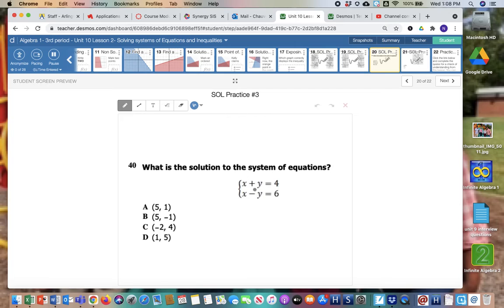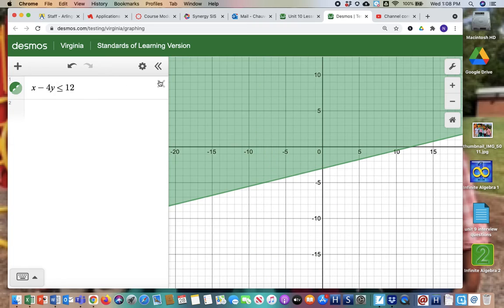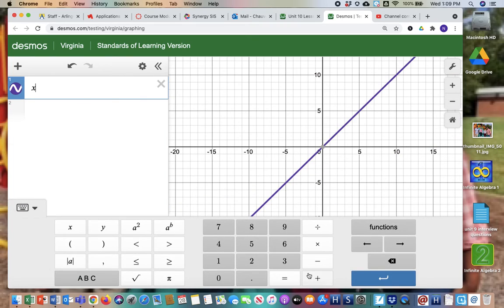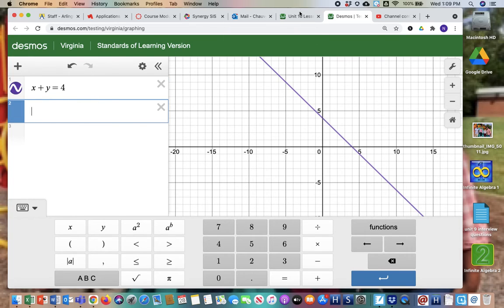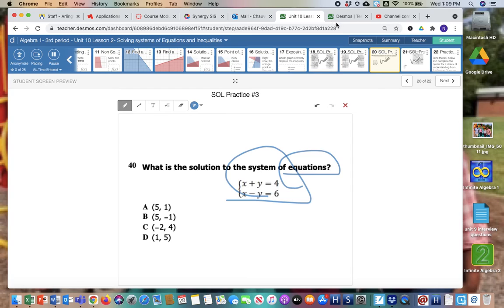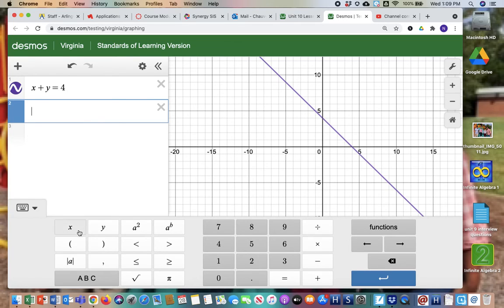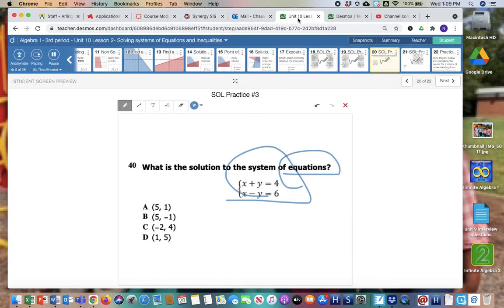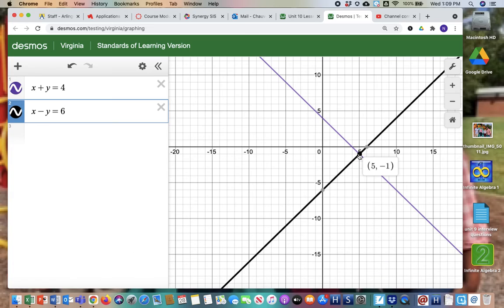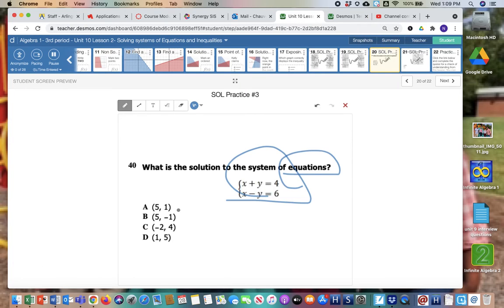All right, so then lastly, you get questions like this. What's the solution here? Put it in the calculator. Notice this is an equation, so it's just going to be where they intersect, right? So x plus y equals 4. So we go back up in here. x plus y equals 4. And then we go to what? x minus y equals 6. So here we go. x minus y equals 6. I double check that I have the right stuff. I do. I click where they intersect. Bang. 5, -1. There we go. That's it.